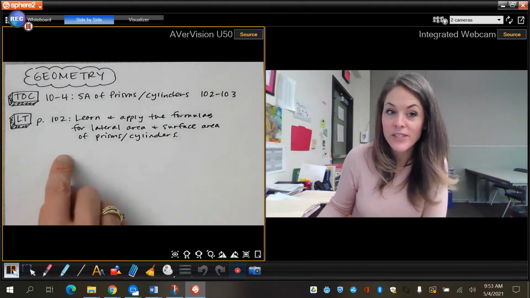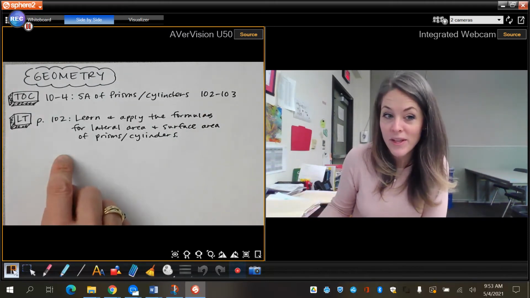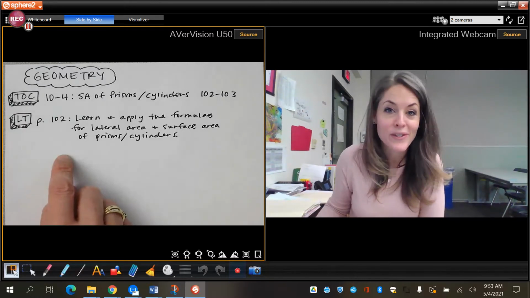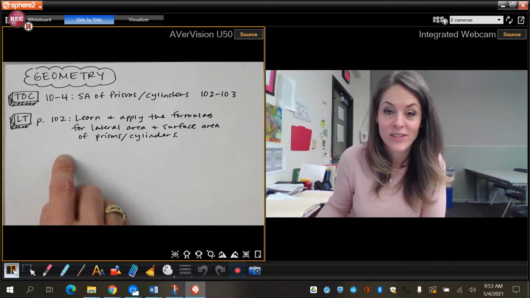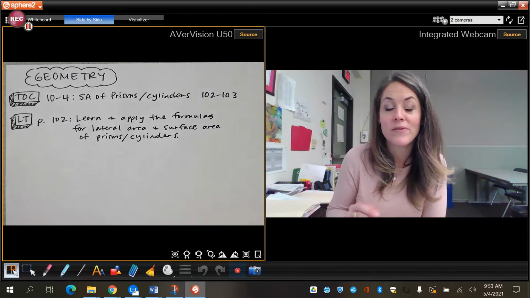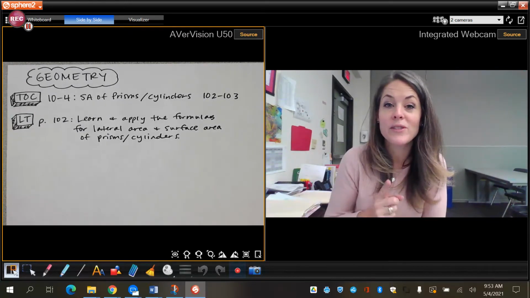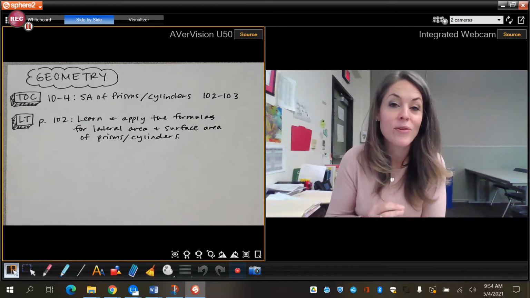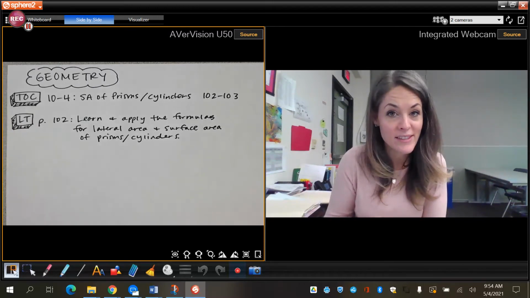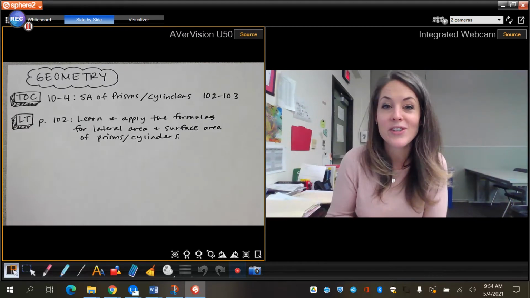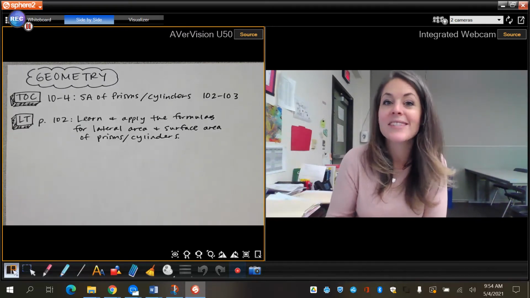The learning target for today is to learn and apply formulas for lateral area and surface area of prisms and cylinders. Okay, so we're going to talk about the difference between lateral area and total surface area, which is one of the reasons why we classified some of the sides differently when we talked about the nets, so that hopefully it made it easier to identify each of those different things today.